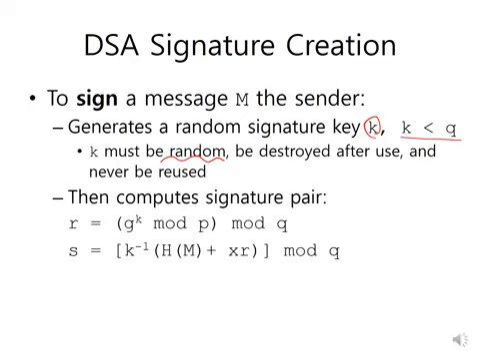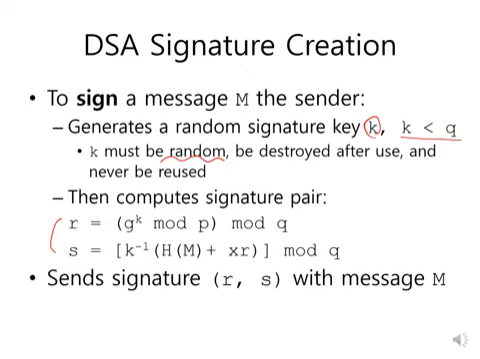And then this is the procedure for the signature generation, R and S. R is G to the K mod P mod Q, and S is K inverse times H of M plus XR mod Q. Then the signature pair R and S will be sent to the receiver with the message M. This is the signature generation procedure.